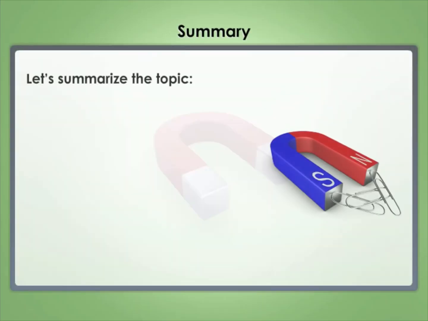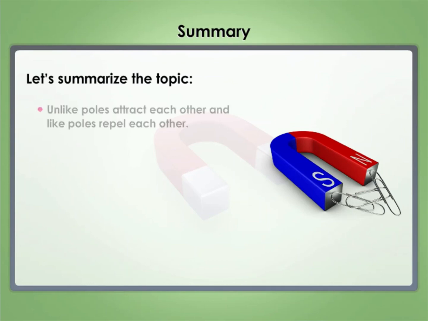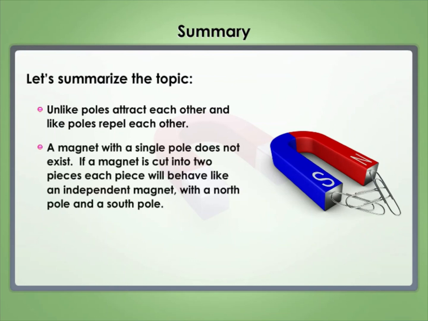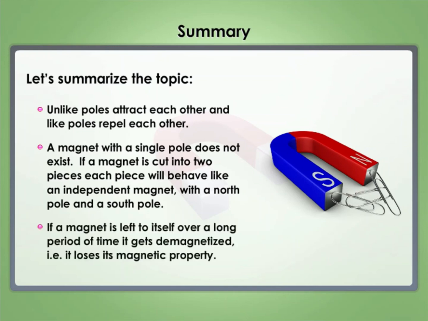Summary. Let's summarize the topic. Unlike poles attract each other and like poles repel each other. A magnet with a single pole does not exist. If a magnet is cut into 2 pieces, each piece will behave like an independent magnet with a north pole and a south pole. If a magnet is left to itself over a long period of time, it gets demagnetized. That is, it loses its magnetic property.